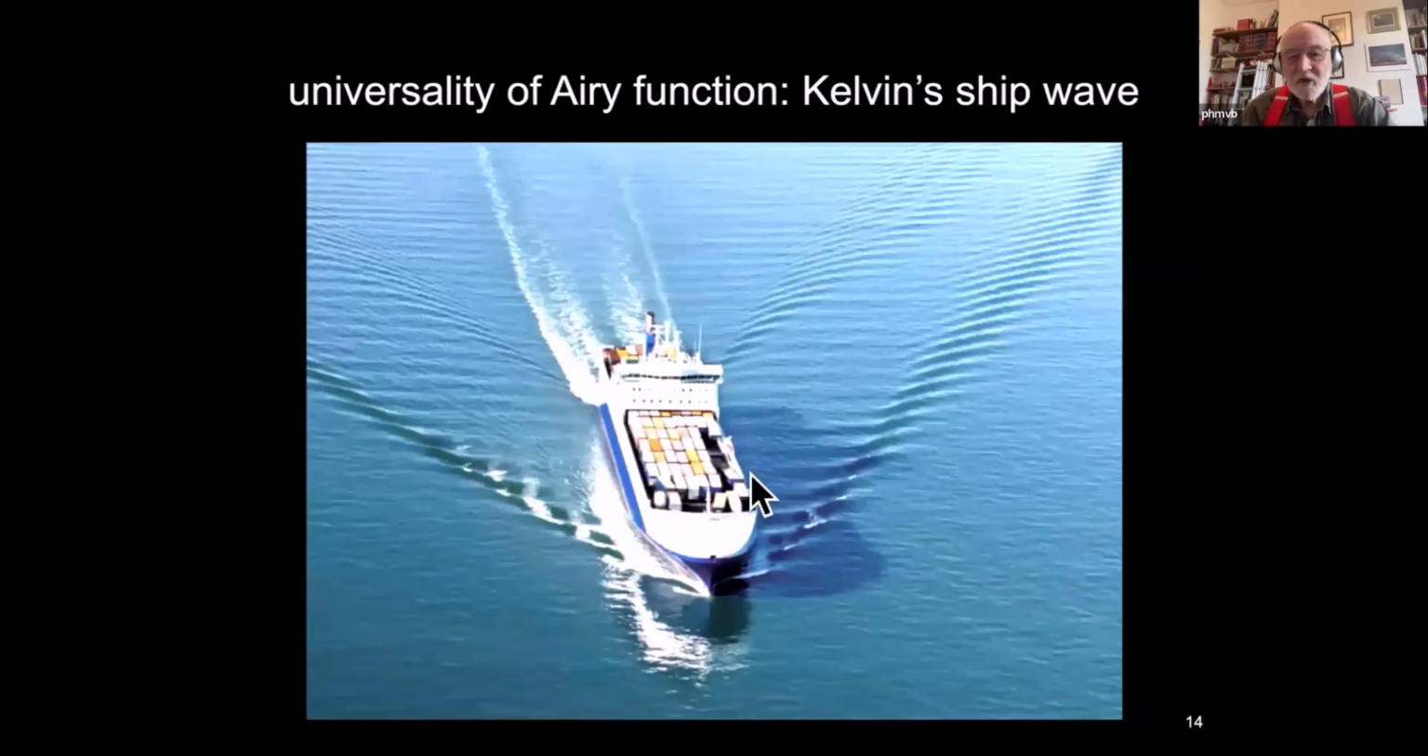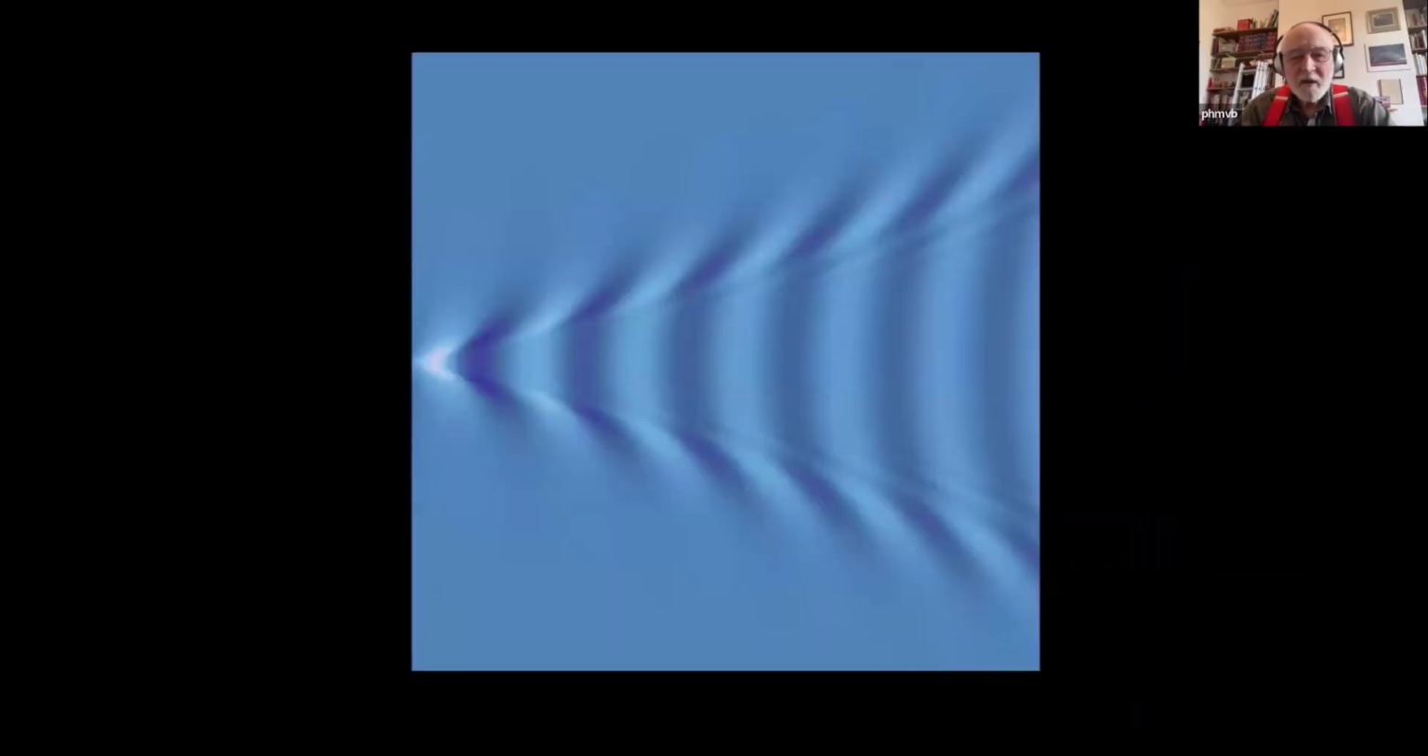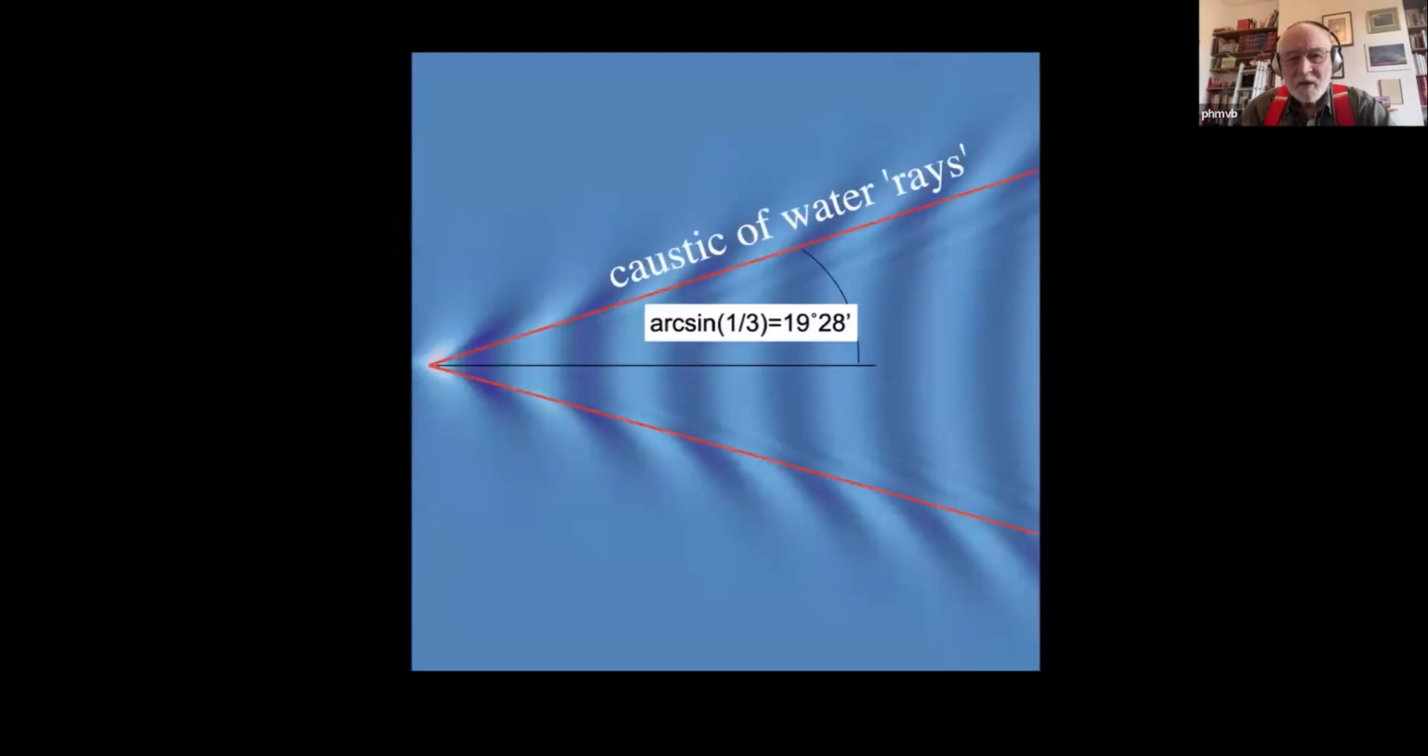Here is Kelvin's ship waves, and it's the Airy function across this V-shape caustic that you see. Here's another example. The arms of this V are caustics of the rays of the water waves.